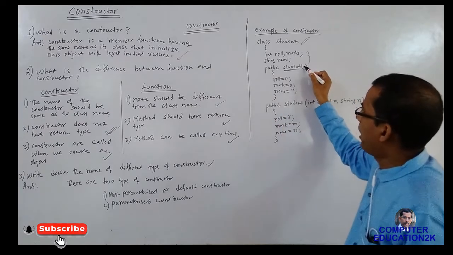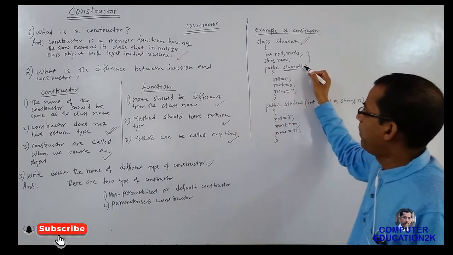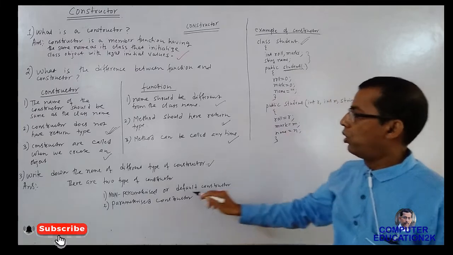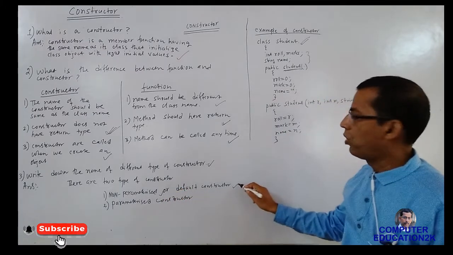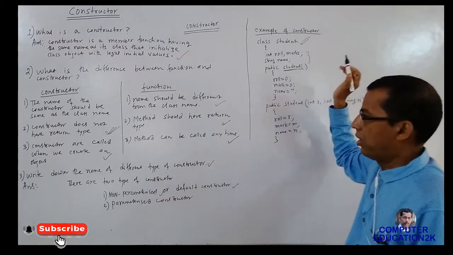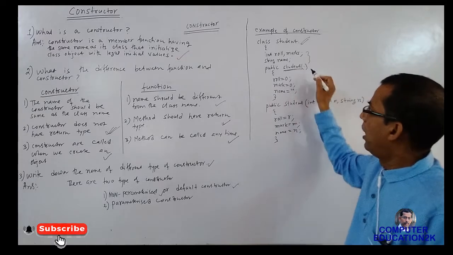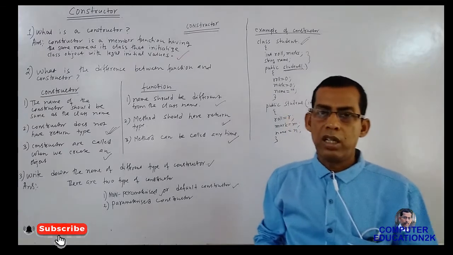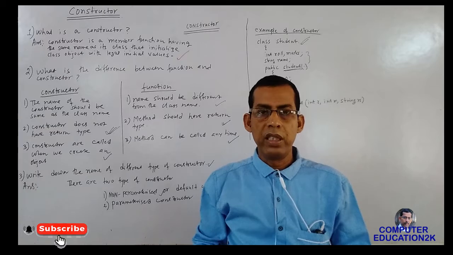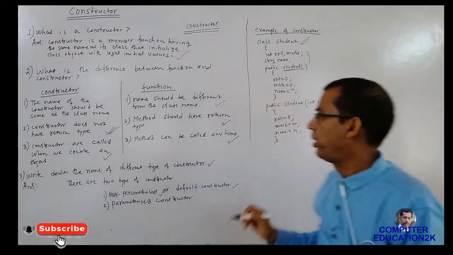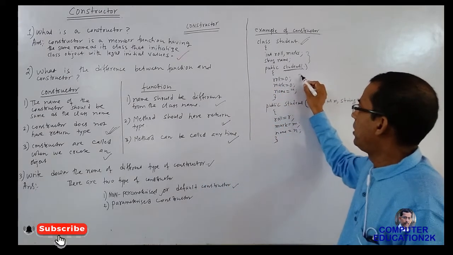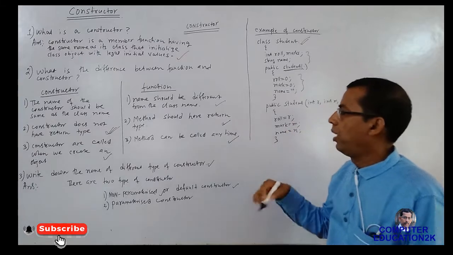And I have not given any parameter here. Inside the bracket, I have not given any parameter. So it is a non-parameterized or default constructor. Okay. And keep in mind, in a default constructor, you have to initialize the variable with 0. So here I have initialized the variable with 0.